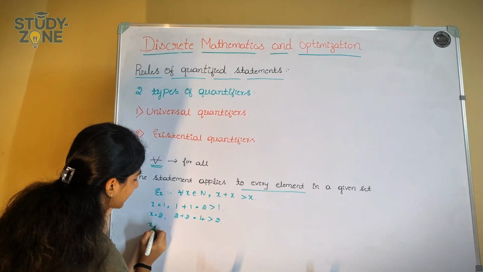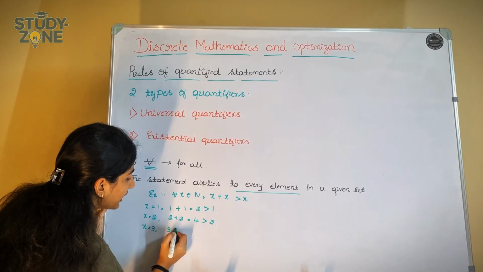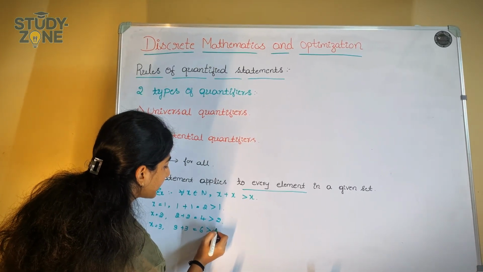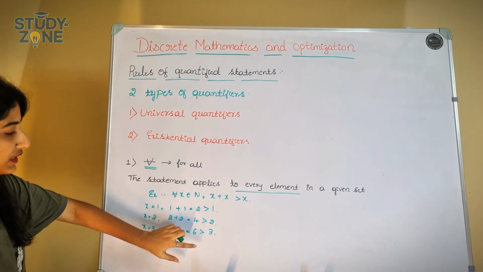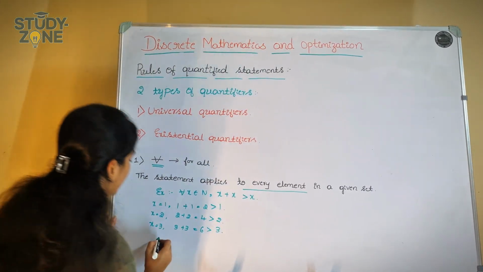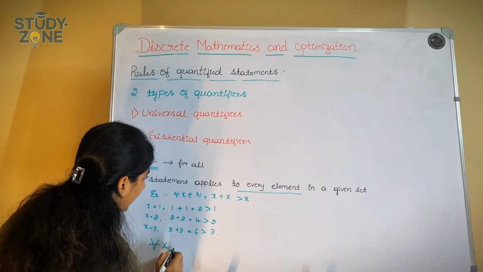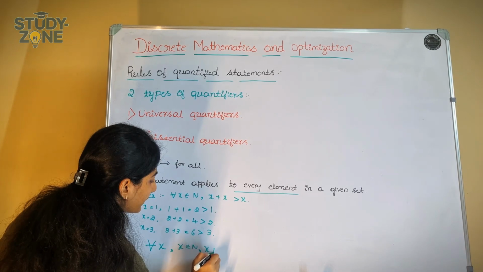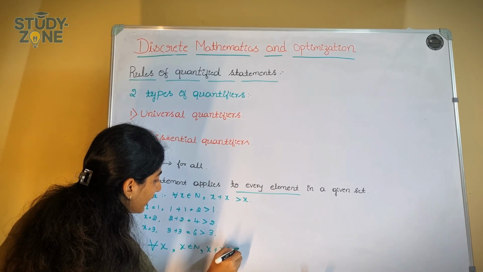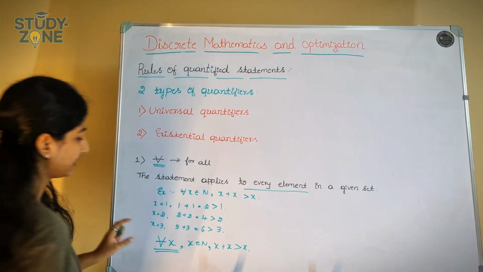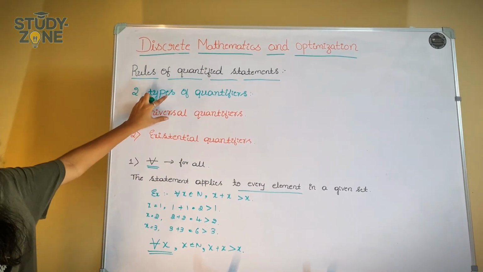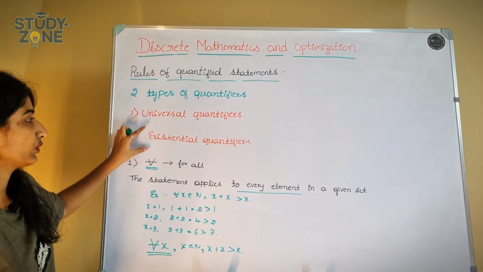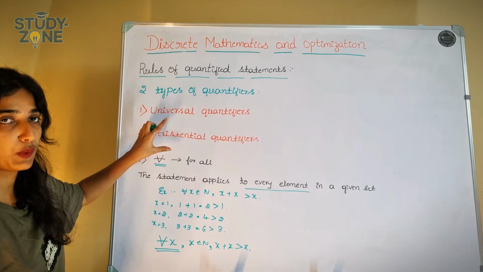So let us take it as 3. So 3 plus 3, which equals 6, correct? 6 is greater than 3. So all these statements are true. So we can write it as for all x where x belongs to N, x plus x greater than x, which means here we are using the symbol for all, which means this is a universal quantifier. Okay, so let us go through the next quantifier, that is the existential quantifier.